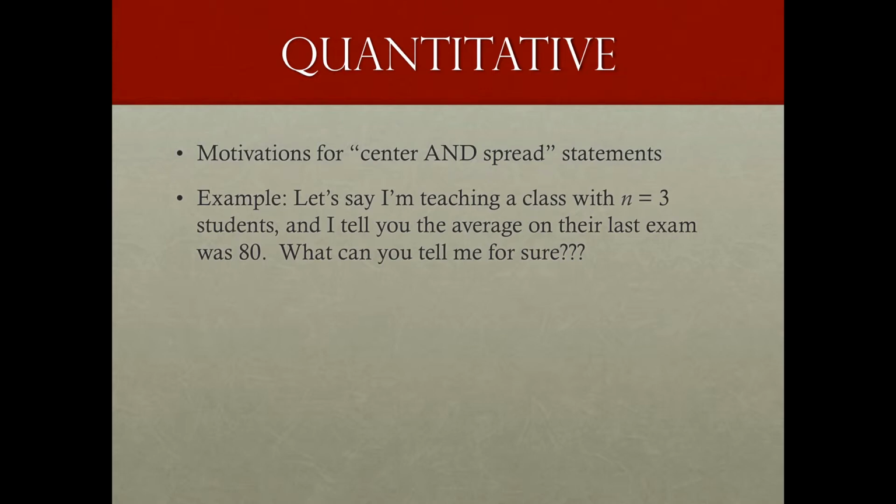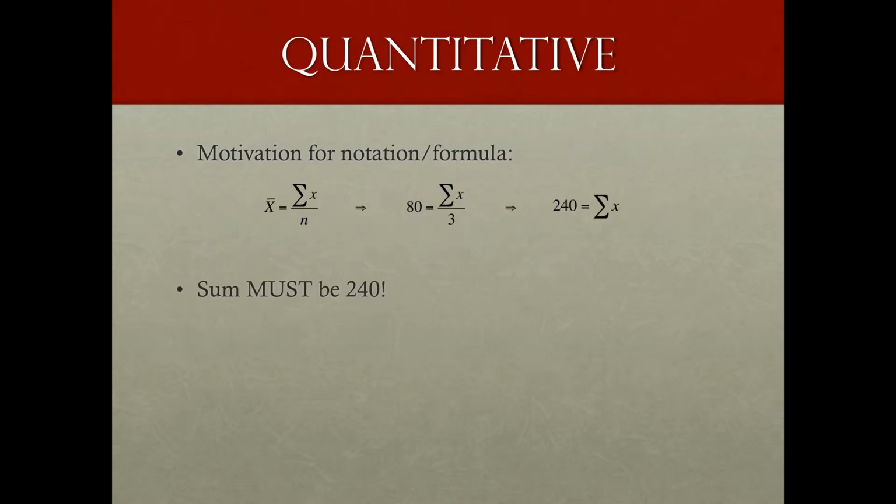But what I want you to motivate with your students is the following. If we look at the formula for the mean, which is x bar, the notation for the mean, the sum of the x's divided by n, and if we insert 80 for x bar and 3 for the n, cross-multiplying gives us that the sum of the scores is 240. So the thing that they can tell you for sure, for every single data set of 3 scores with a mean of 80, the sum must be equal to 240.